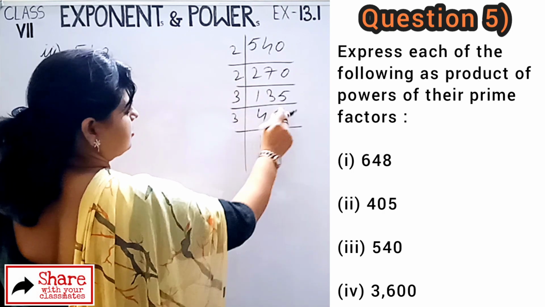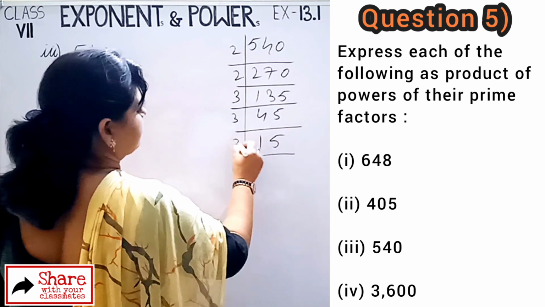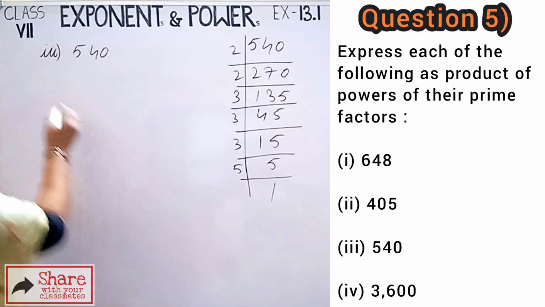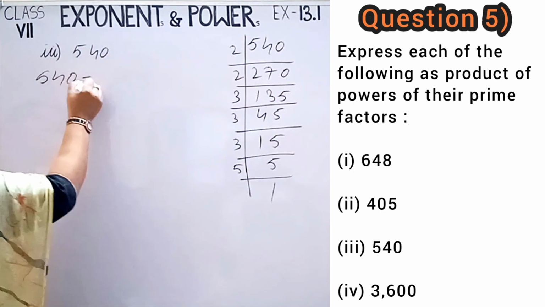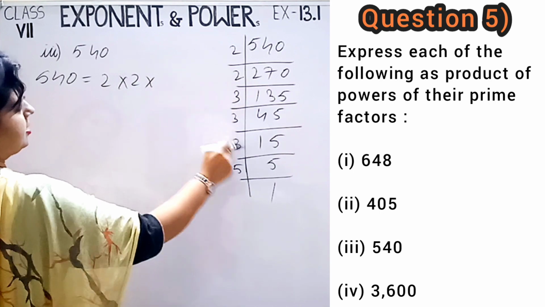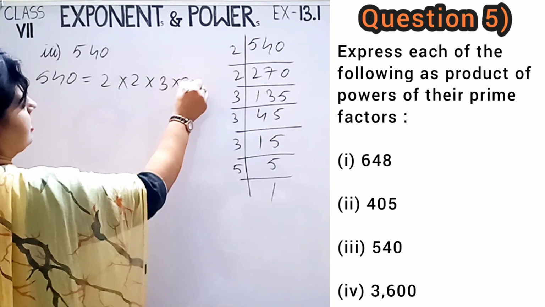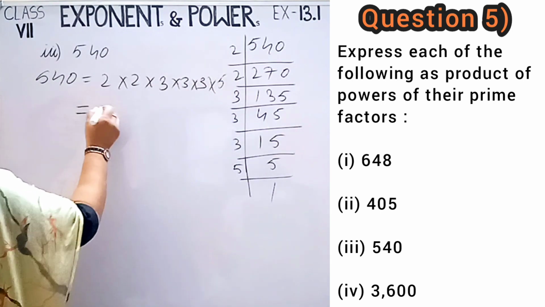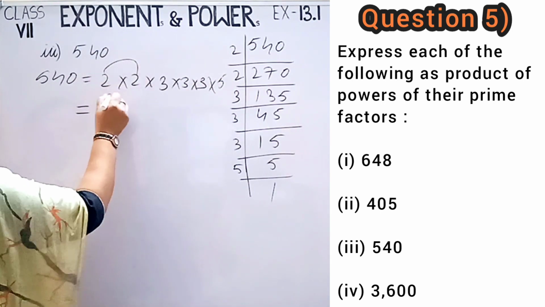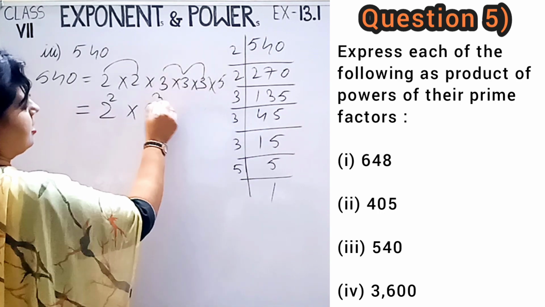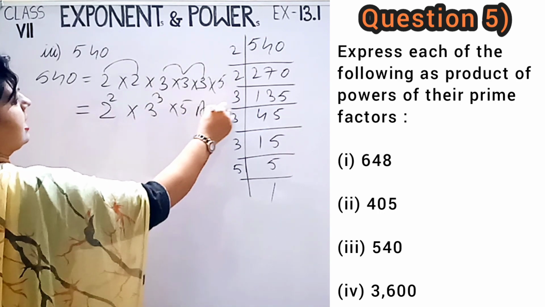3 1s are 3, 3 5s are 15. Now 3 5s are 15. Now 5 1s are 5. So 540 is equal to 2, 2 times, 3, 3 times, and last one is 5. So in power form, 2 raised to the power of 2, 3 raised to the power of 3 and 5. Answer.